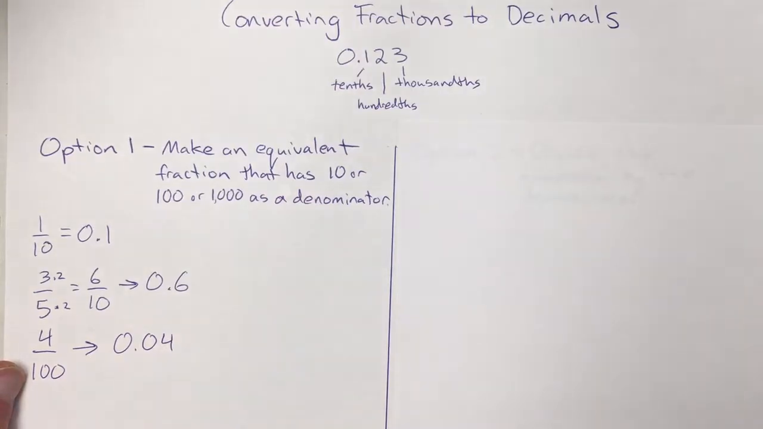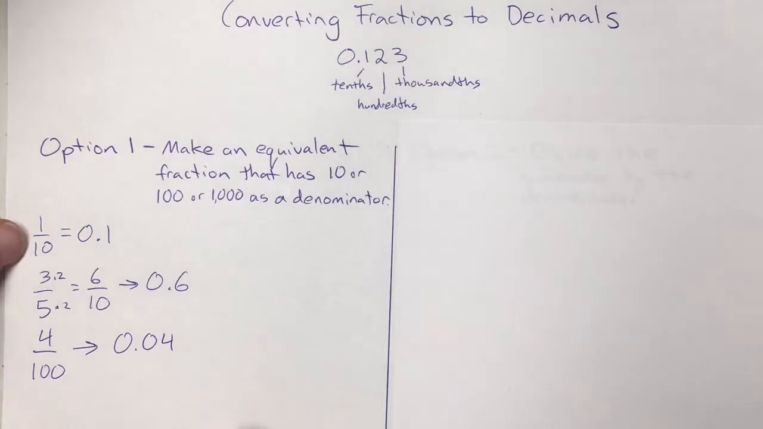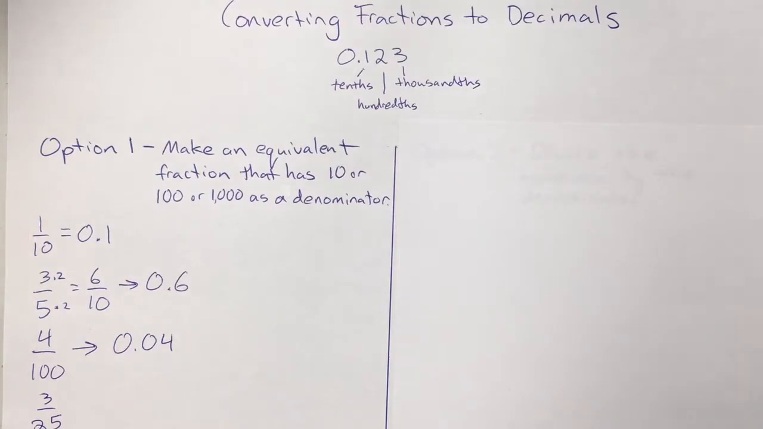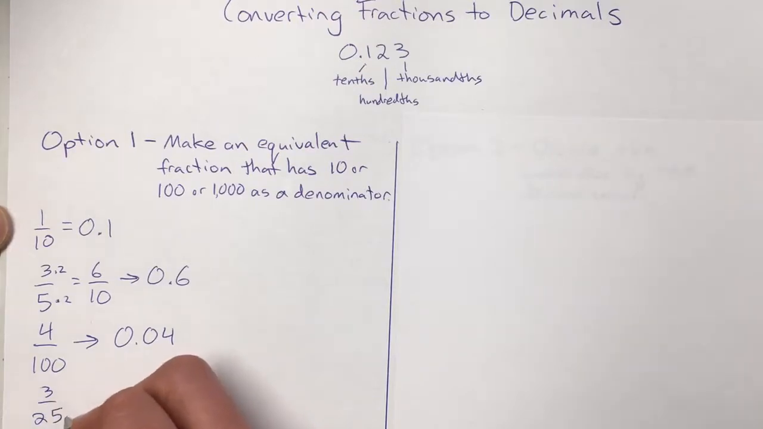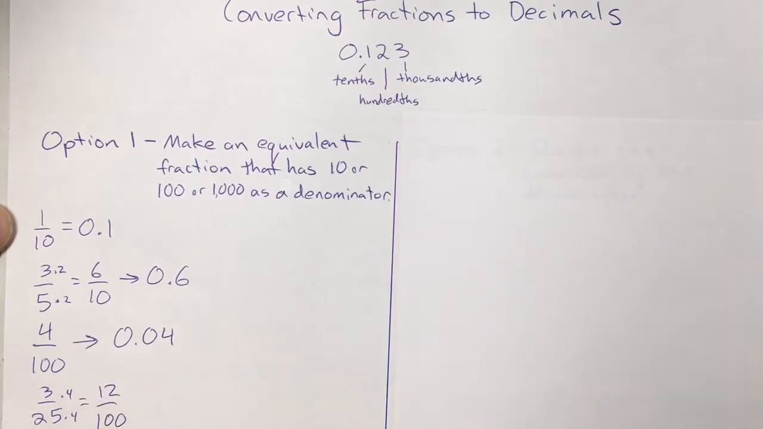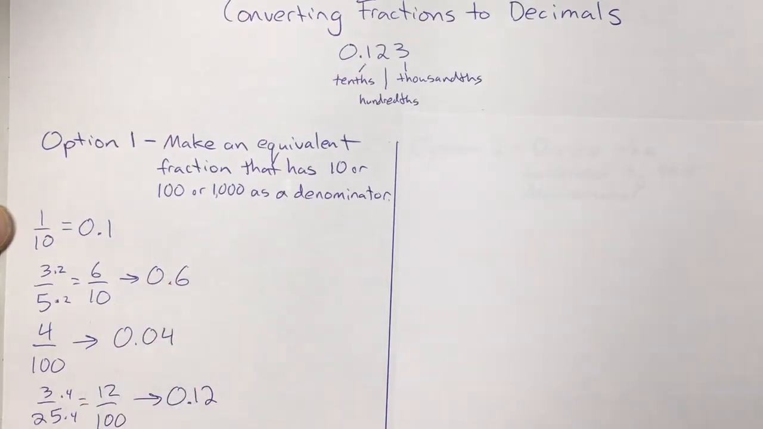You'd want to make sure you keep that gap because 2 digits over is how far you have to go for hundredths. Last example, let's say you had something like 3/25, and you want to make the denominator 100 or 10. In this case, you could turn that into 100 by multiplying by 4. So we're making our equivalent fraction of 12 100ths, and then we can turn that into 0.12, which is 12 100ths. So that's your first option.